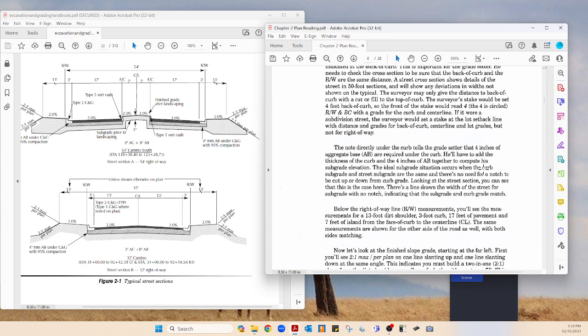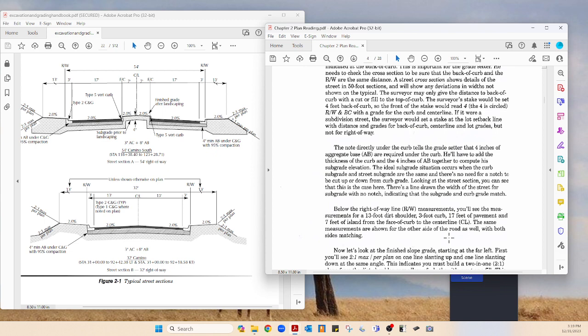Ideal subgrade situations occur when the curb subgrade and street subgrade are the same. In other words, the asphalt matches the lip of the curb, so we don't have to make a slot here to get this curb down to match the asphalt. So that's great when it's matching. You can see that this is the case we have here. There's a line drawn the width of the street for subgrade with no notch.